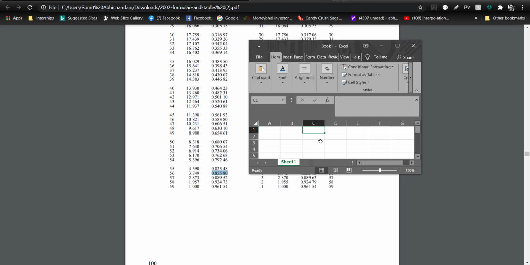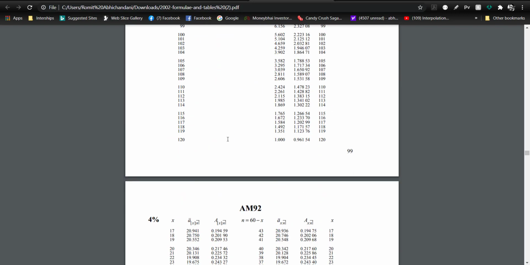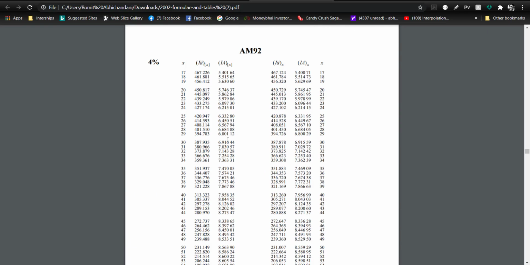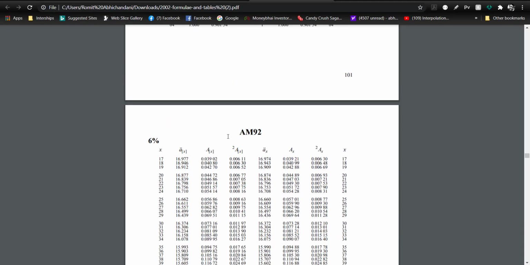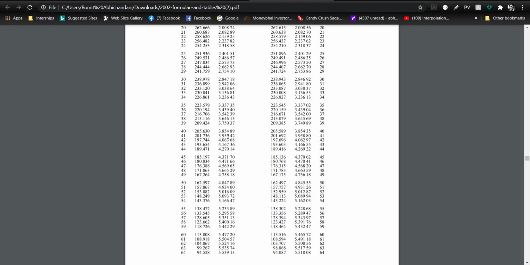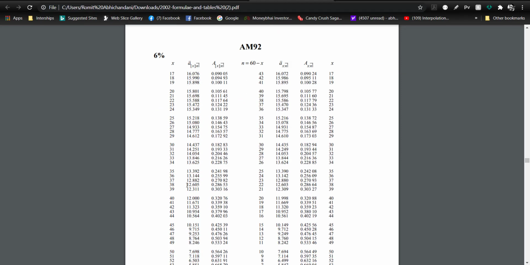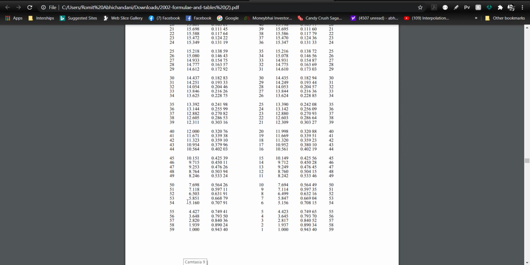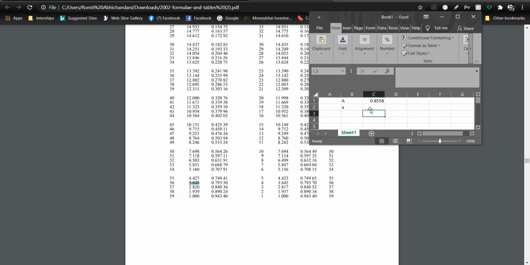Fine, let me just paste it and say, okay, this is my assurance function. And what else do you need? You need the annuity function from 6%. So that will be 56.4, right? So that value is 3.648. Okay, so that's something you copy and you paste it into your Excel. Now I just need to do the calculation.